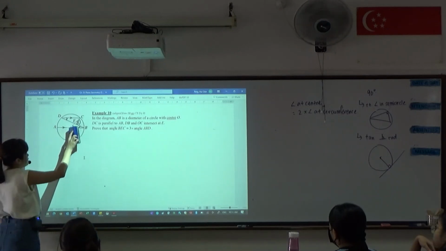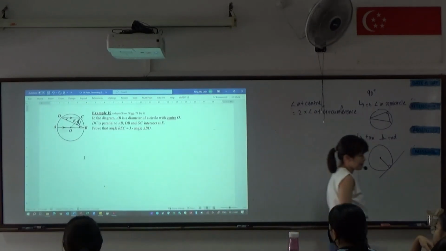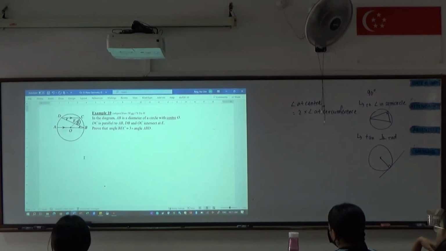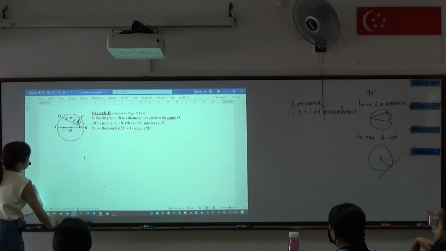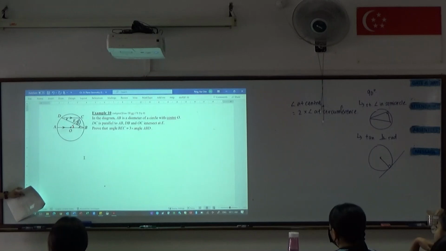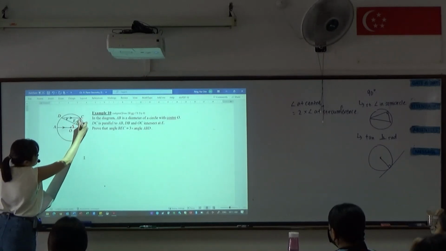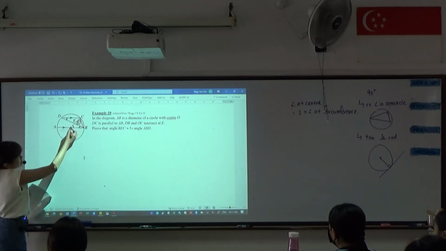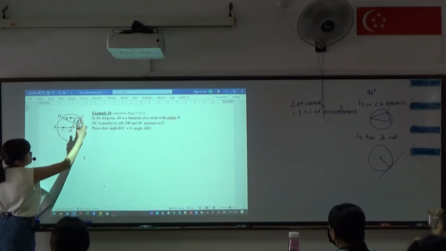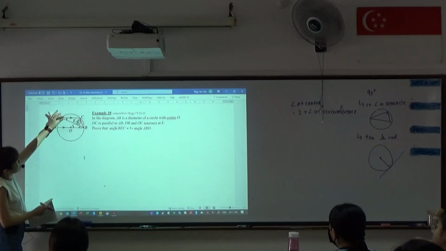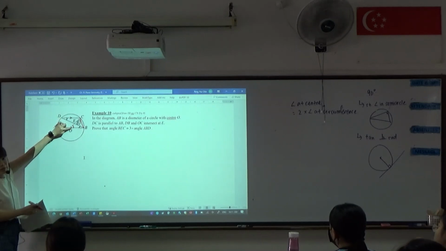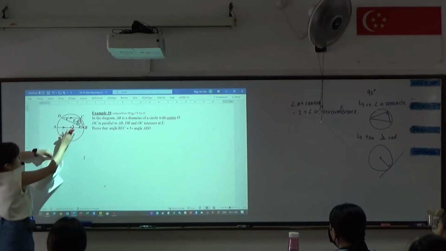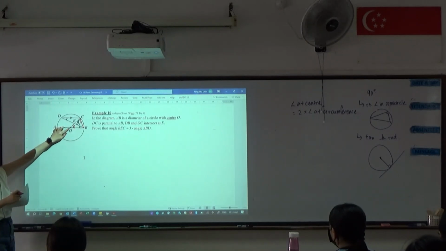Maybe I should use a different color. Angle BOC is an angle at the center itself, and it is subtended by this chord over here. So it forms this triangle here. And with this same chord, it brings us another angle that is at the circumference. Do you all see that? So the angle at the center over here is actually 2 times this angle. Just to indicate the 2 times idea, I indicate 2 strokes up.